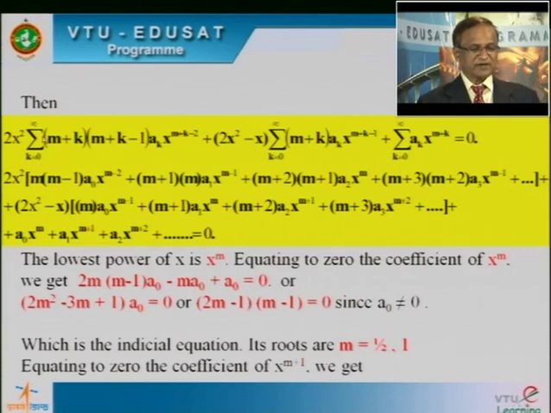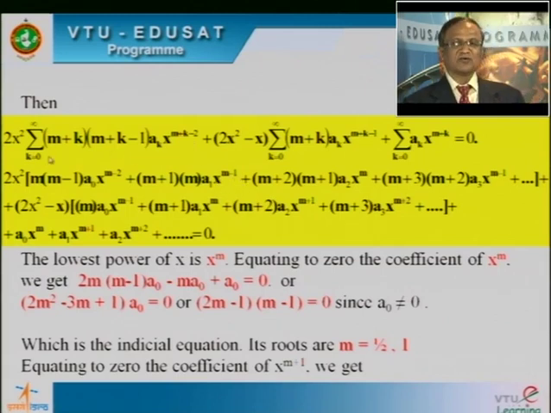So when we replace k by 0 in this equation, what will you get? m plus k means m into m minus 1, into a naught x to the power m plus k minus 2. Since I am replacing k by 0, I hope you will get x to the power m minus 2. Similarly, plus I want to replace k by 1. So you will get m plus 1 minus 1, which means m, into a1 x to the power m minus 1, because the value of k is 1. X to the power m plus 1 minus 2 means you will get x to the power m minus 1.